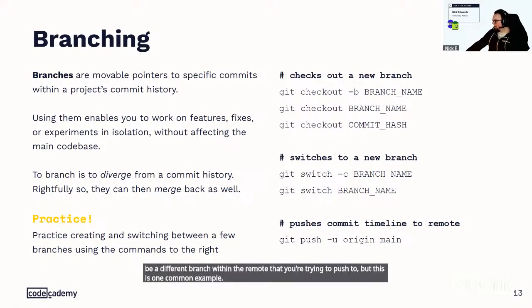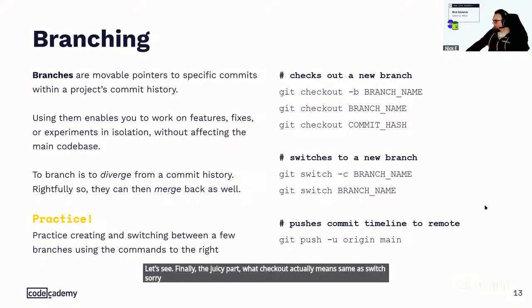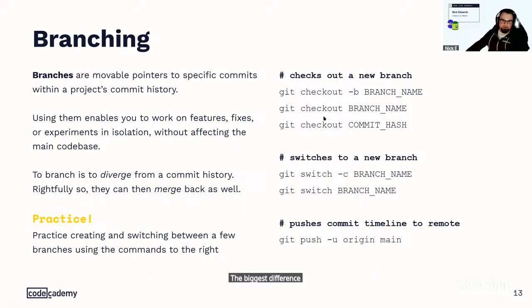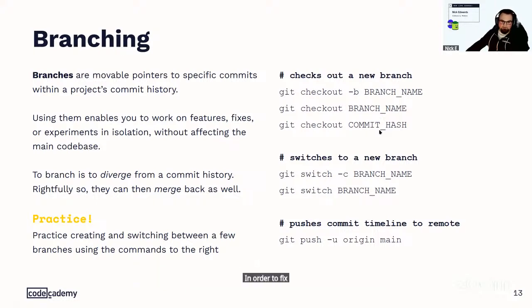Let's see, finally, the juicy part, what checkout actually means, same as switch. Sorry, I got cut quite a bit, so I'll just restate that real quickly. Checkout and switch are a little similar. The biggest difference is that checking out allows you to check out new branches, existing branches, but it also allows you to check out very specific commits. When you check out a specific commit, though, you're going to be in what's called a detached state. In order to fix that, you need to add commits and push those back to a branch.